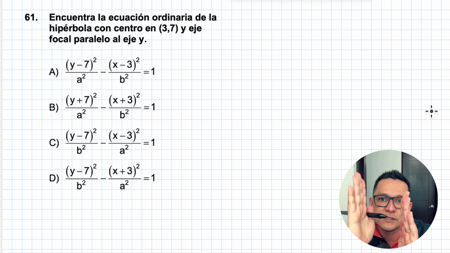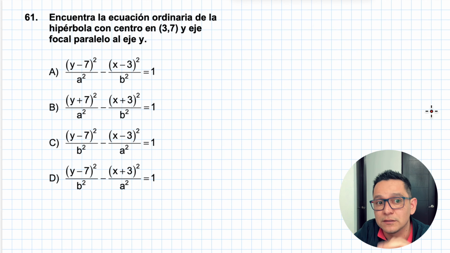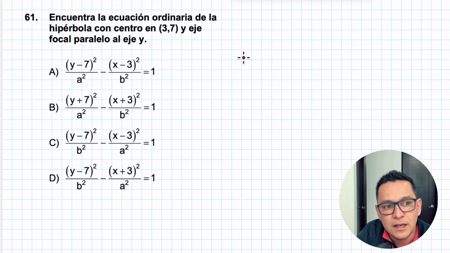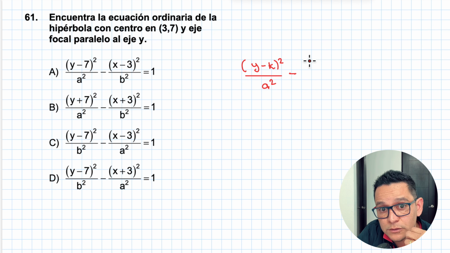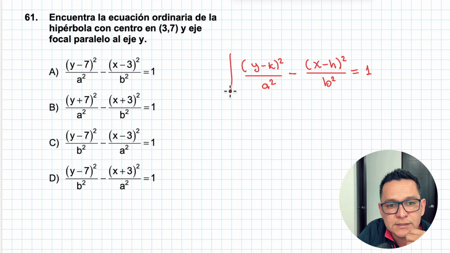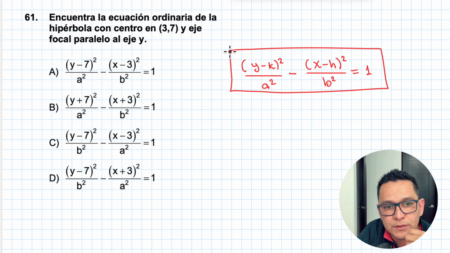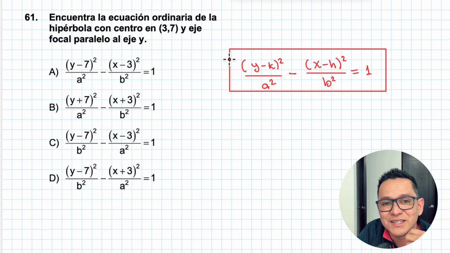And therefore, it's a hyperbola that is vertical. So I'm also going to give you the equation of the hyperbola when its center is not at the origin and it's vertical. Let's write it like this. We write (y − k)² divided by a², then here we put a minus sign, and here we write (x − h)², divided by b². And this has to be equal to 1. This is the vertical equation of the hyperbola when its center is not at the origin.